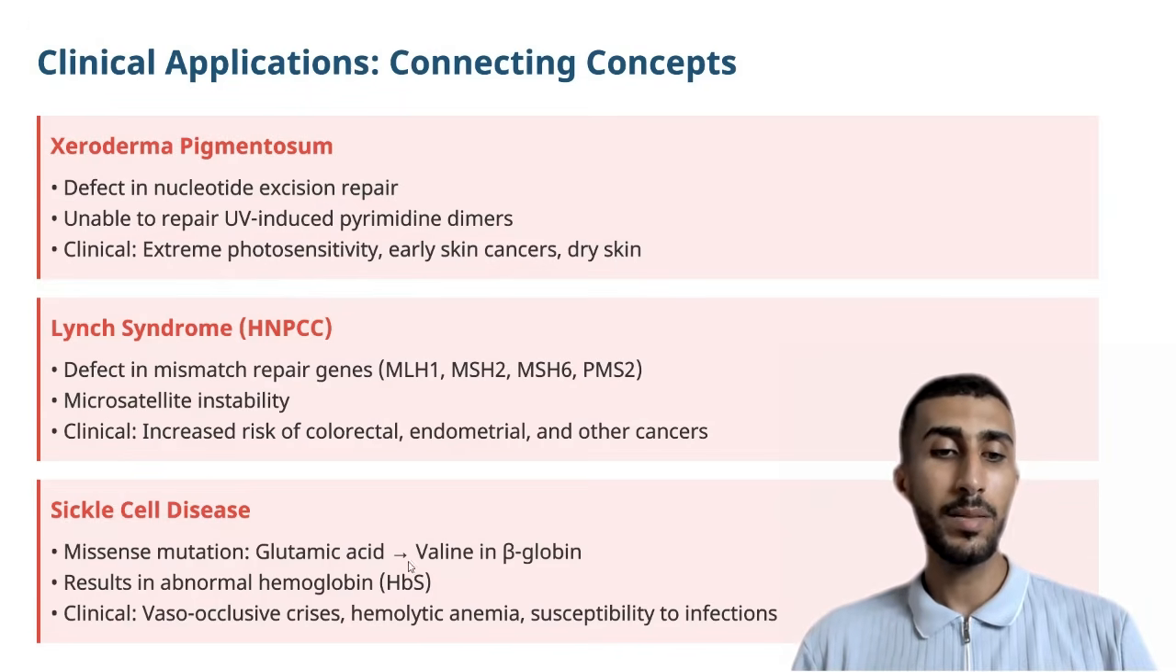So sickle cell disease: a missense mutation, glutamic acid is transformed into valine in the beta globin. So this results in abnormal hemoglobin S. So these patients will have vaso-occlusive crises, hemolytic anemia, and susceptibility to different kinds of infection, with special immunization schedules.